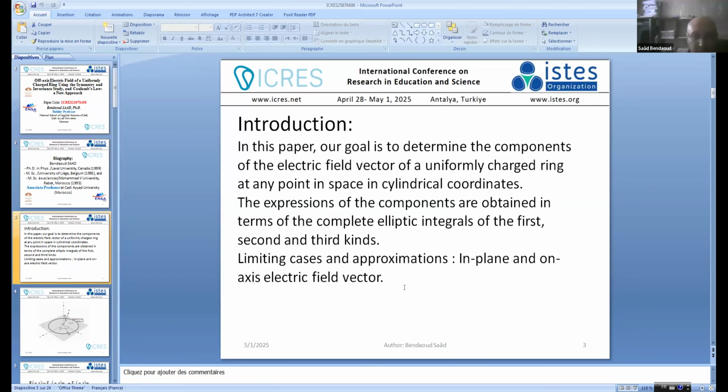Introduction. In this paper, our goal is to determine the components of the electric field vector of the uniformly charged ring at any point in space in cylindrical coordinates. We can do this also in Cartesian coordinates or spherical coordinates. The expressions of the components are obtained in terms of the complete elliptic integrals of the first, second, and third kinds.